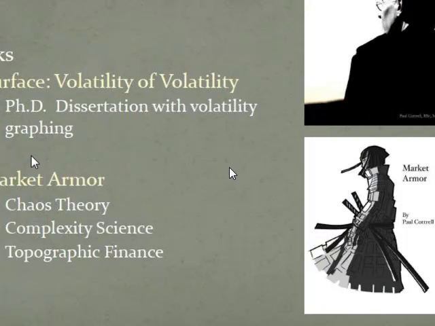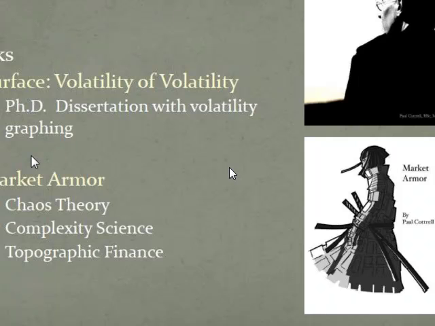There are 2 new books that I'm going to be releasing late this year and in early 2015. So the next book is going to be Surface, the Volatility of Volatility. This is going to pertain to my actual dissertation and how to graph that data. The dissertation is about dynamic market, and this book would go into detail on the dissertation. So hopefully I can have that published at the end of this year.